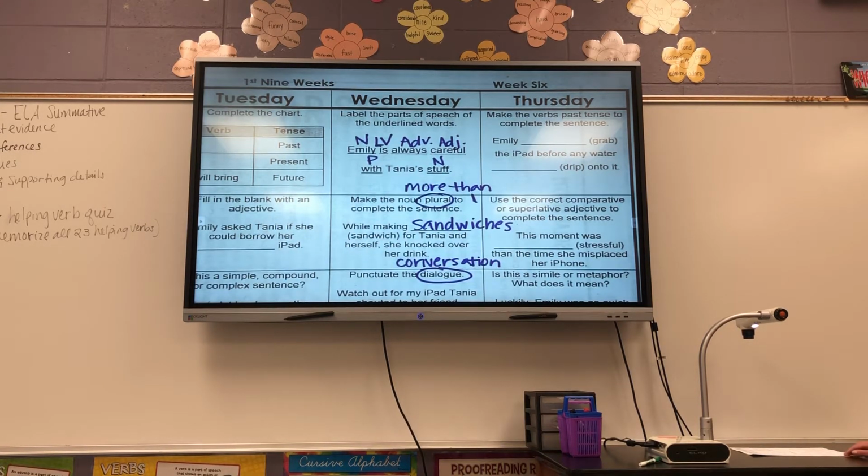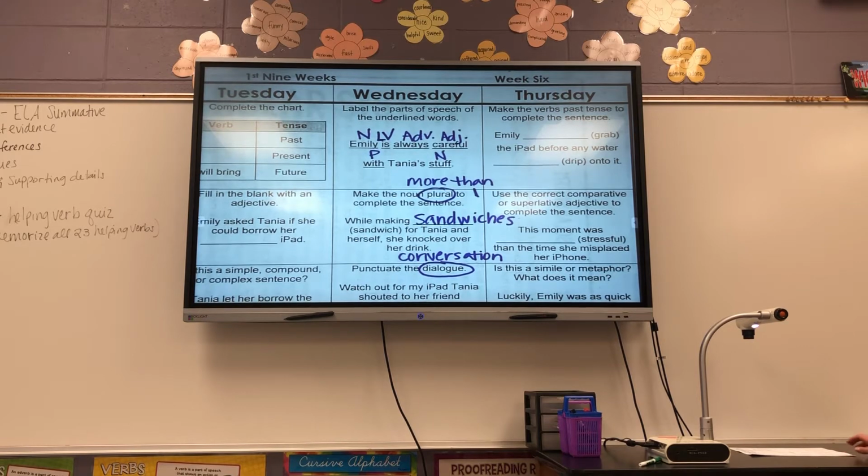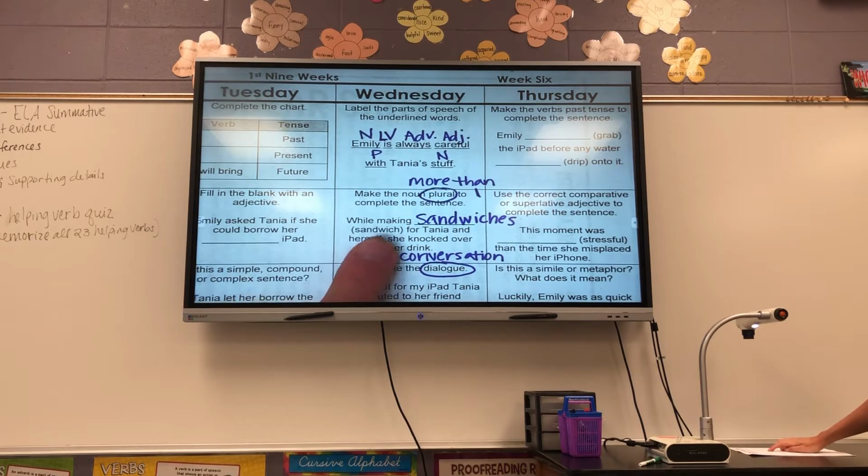Okay, if I move on to number 2. Number 2, the directions say make the noun plural to complete the sentence. I circled the keyword plural, and I know that plural means more than one. So the sentence says, while making blank for Tanya and herself, she knocked over her drink. The word sandwich is in parentheses, so that tells me I need to make that word plural. So to make sandwich plural, I added ES because sandwich ends in CH.